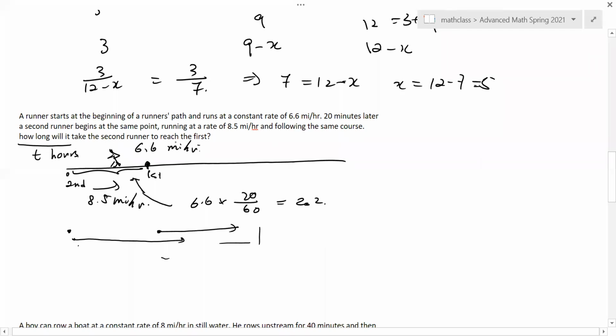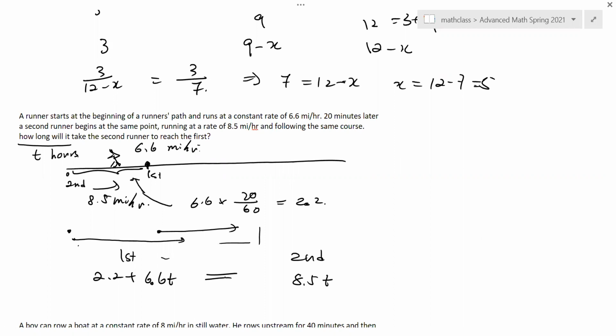In 2 minutes, the second runner, okay, this is the second one, it's the first one. The second runner travels 8.5 times t. Yeah, runs 8.5 times t. The first runner, how far away from the starting point? It is going to be 2.2 plus 60.6 times t. And then if the second one will catch the first one, these two should be the same. So they're equal. So this is the equation we get.